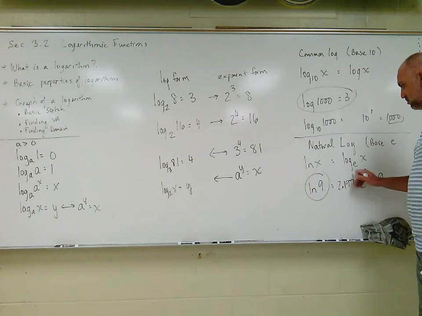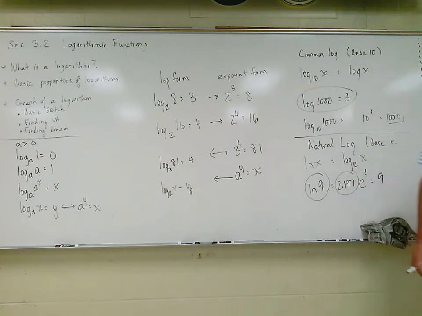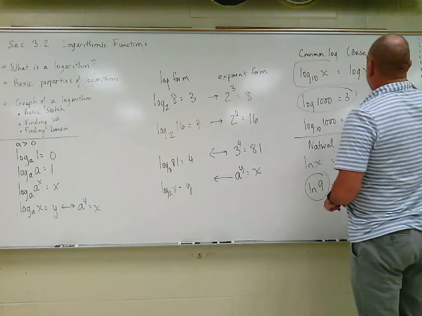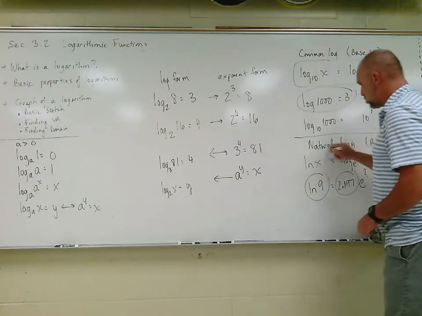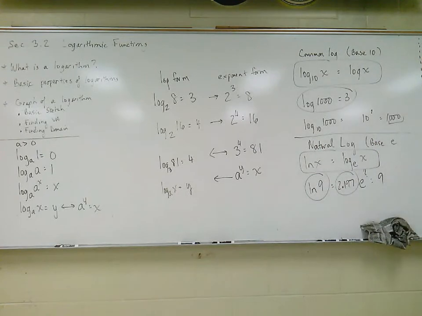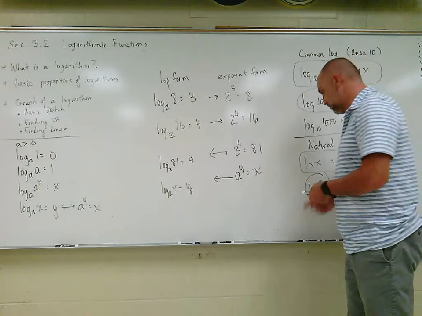2.197. There you go. That's it. I can't do that one in my head, so be able to compute them, okay? All right, very good. So let's make sure we're clear. A common log is base 10, but you won't see the base. A natural log is base e, but they'll put ln. Okay? Now, what's something you could do by hand?